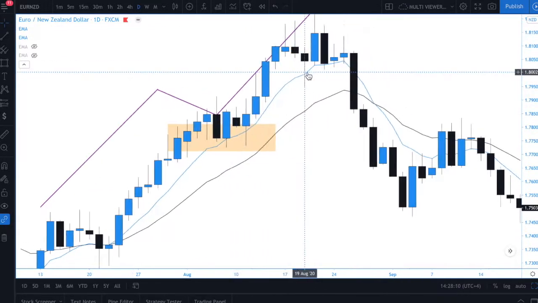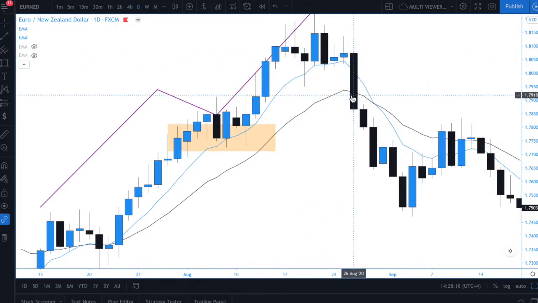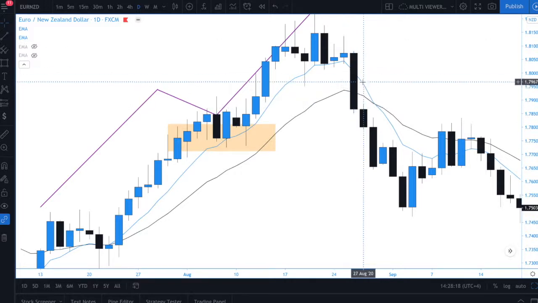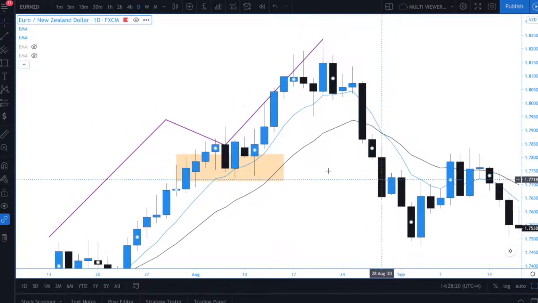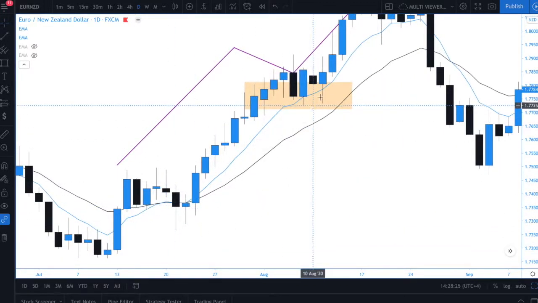And even up here at the top, as you can see, we've spiked through a moving average. We spiked, we couldn't close, and then when we did finally close and closed below two of them, we then had that bearish move. So it really does help guide you in terms of what direction the market is moving.